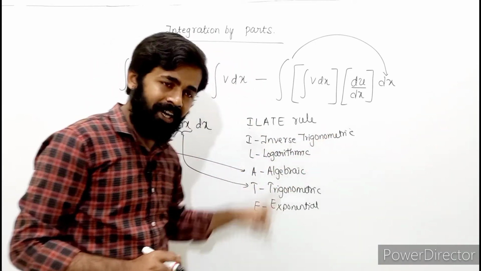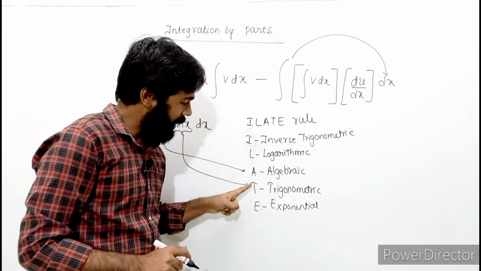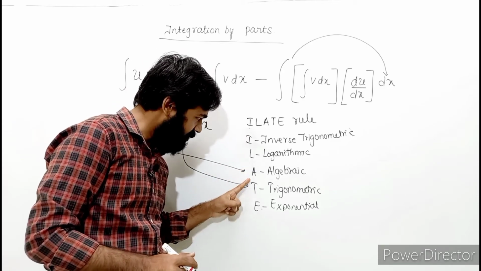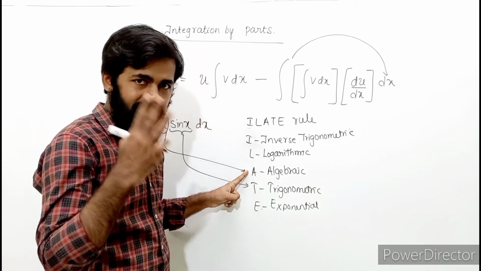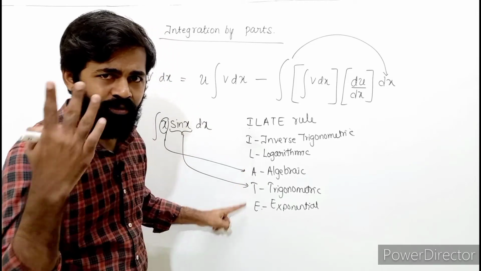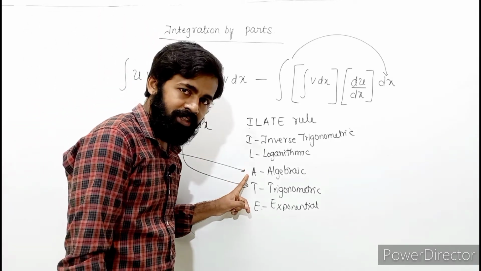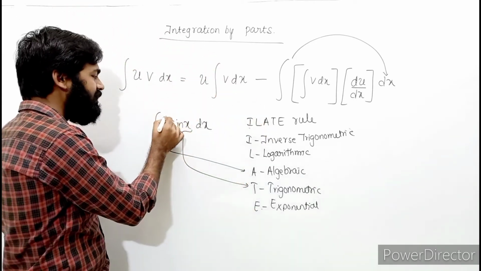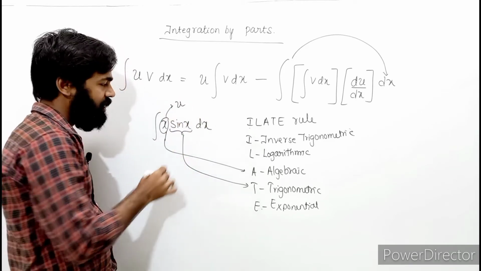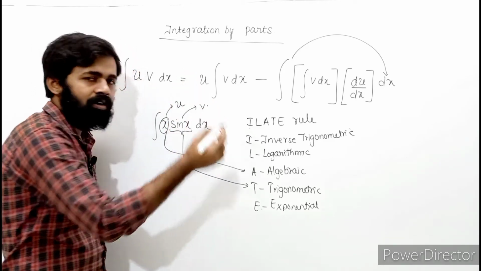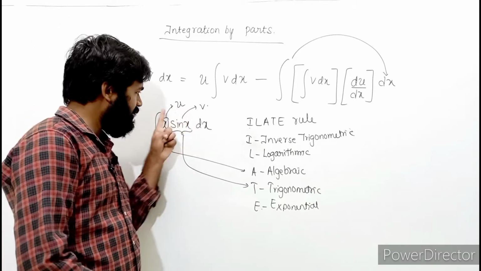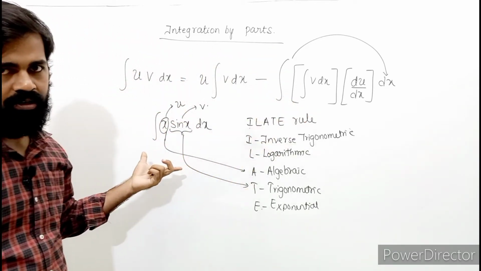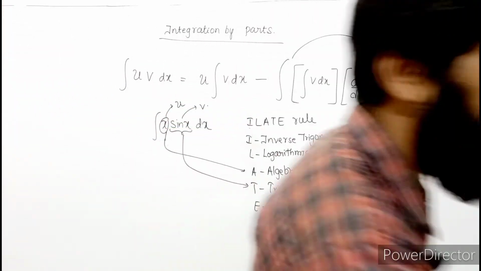In the ILATE rule, which comes first, algebraic or trigonometric? Algebraic comes first because it has higher priority. First, second, third, fourth, fifth: algebraic has third priority and trigonometric has fourth priority. Algebraic comes first, which means you should consider it as u. In this case, x is u and sin x is v. If you take this as u and this as v and apply this formula, you will get the integration.